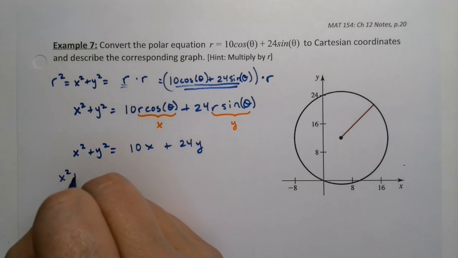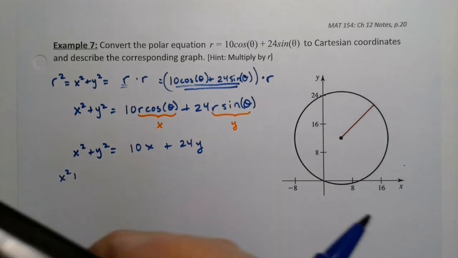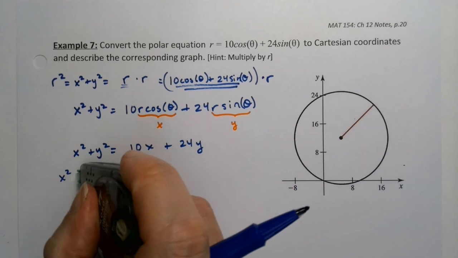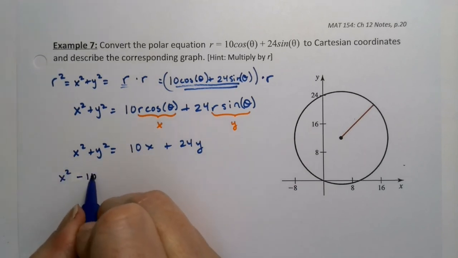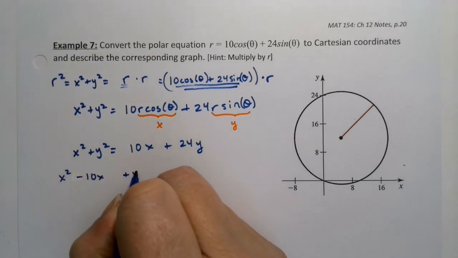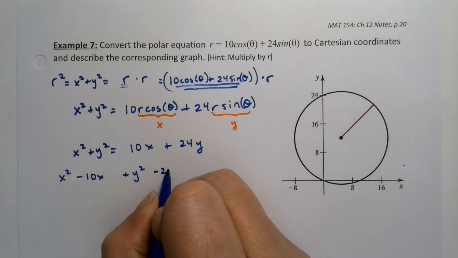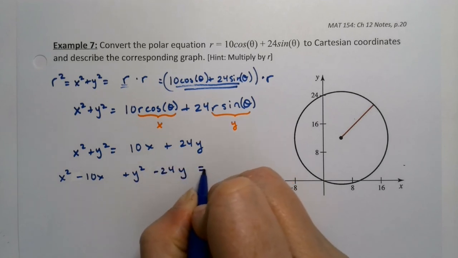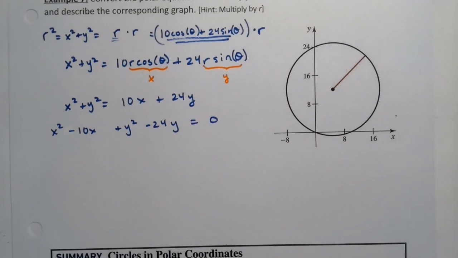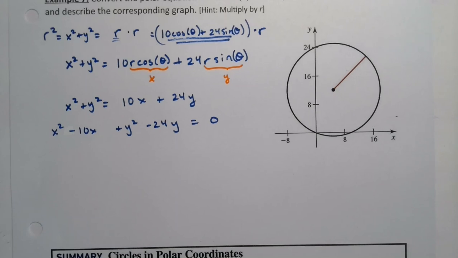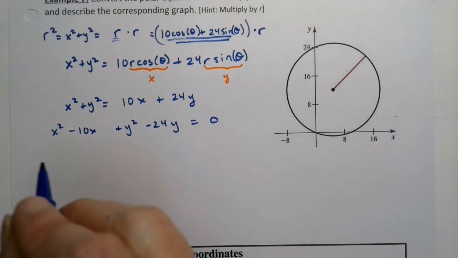So I'm going to make it x squared minus 10x, because I'm going to put the two x's together, plus y squared minus 24y equals 0. And are you thinking what I'm thinking? Because I'm thinking we should complete the square. So let me do that.